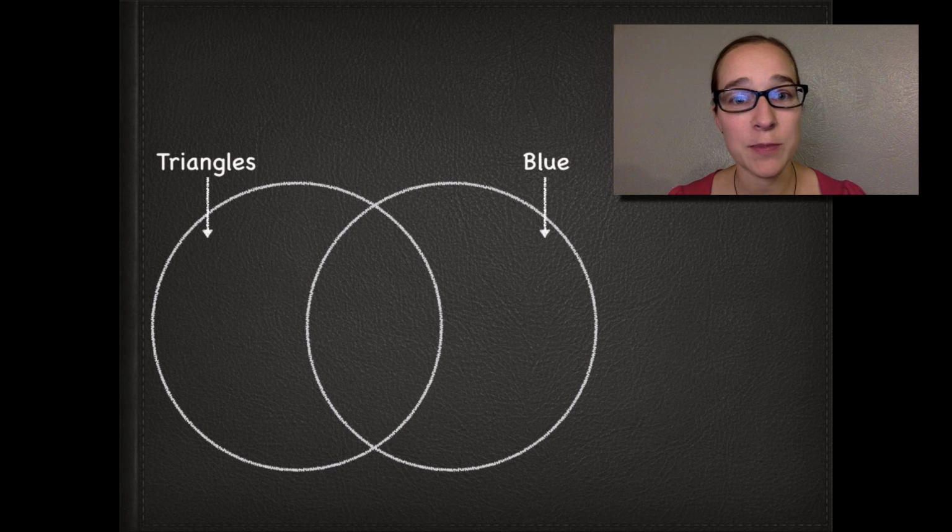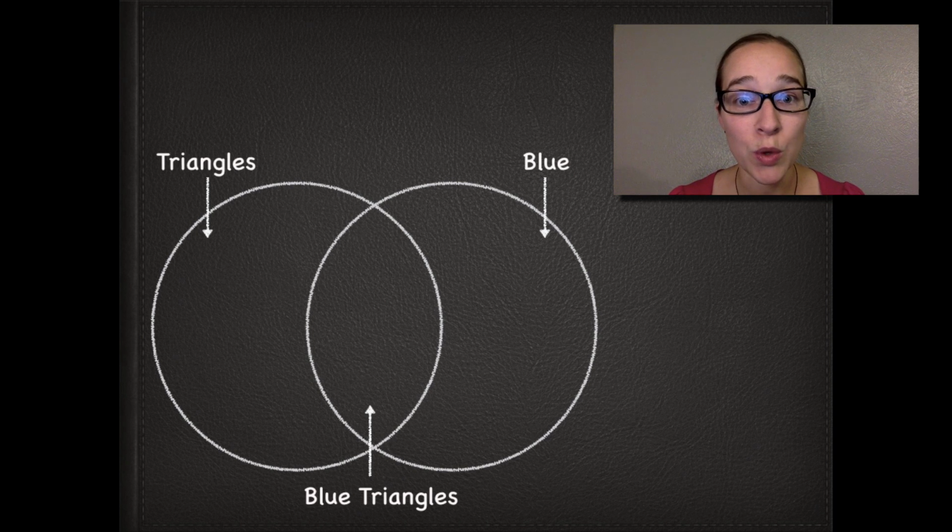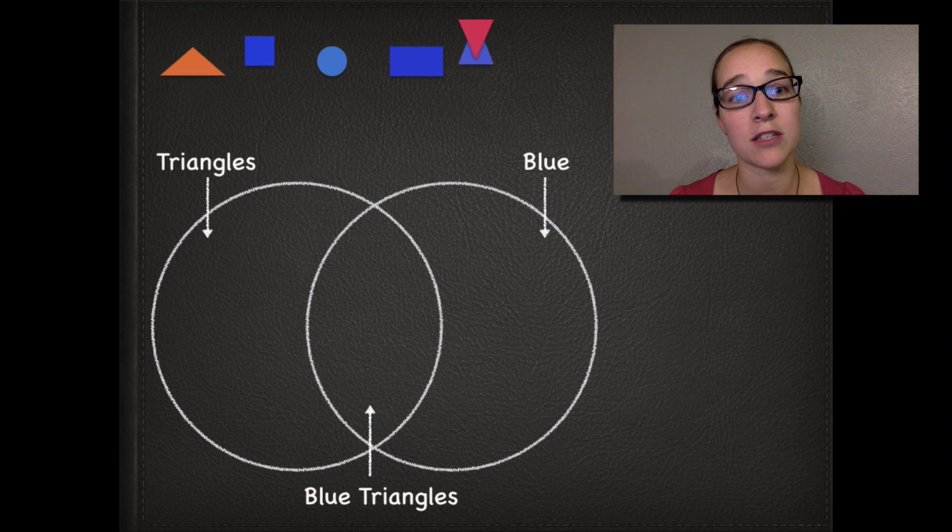You can see that there's a space in the middle where the two circles overlap. That space is going to be where we put objects that fall into both categories. So in this case, our first circle is for triangles and our second circle is for blue shapes. So in the middle is where we're going to put things that are both triangles and blue, or as we have labeled here, blue triangles. So let's put some shapes down and we'll see where those things are going to fall in our Venn diagram.